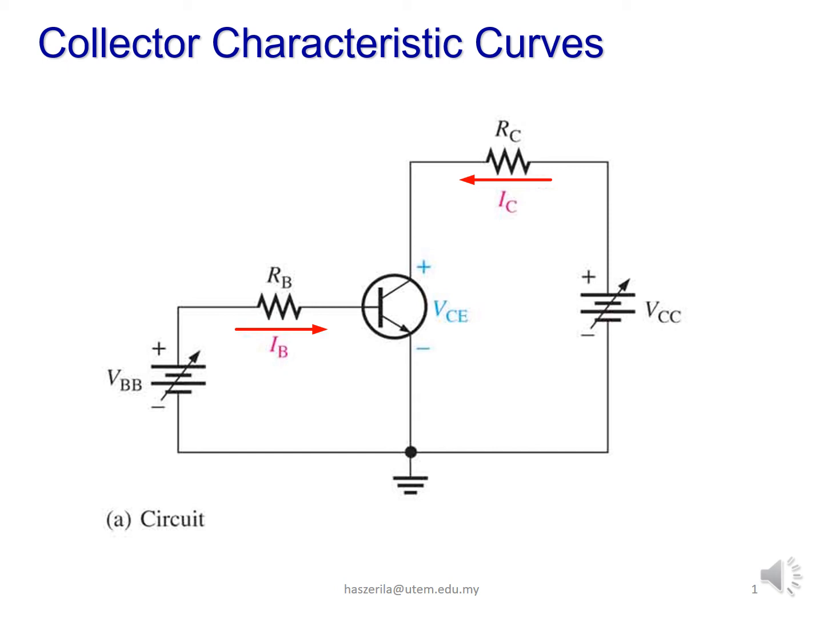Using a circuit, like shown in the figure, a set of collector characteristic curves can be generated that show how the collector current IC varies with the collector-to-emitter voltage VCE for specified values of the base current IB. Notice in the circuit diagram that both VBB and VCC are variable voltage sources. VBB will control the base current IB. VCC is to control the collector current IC.